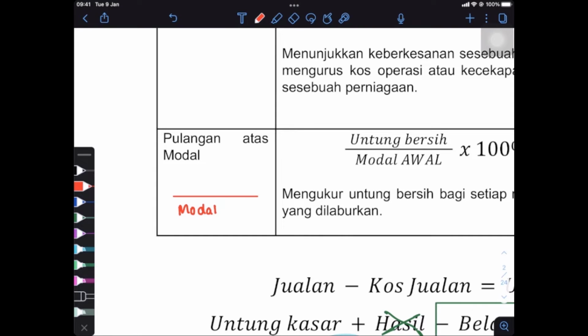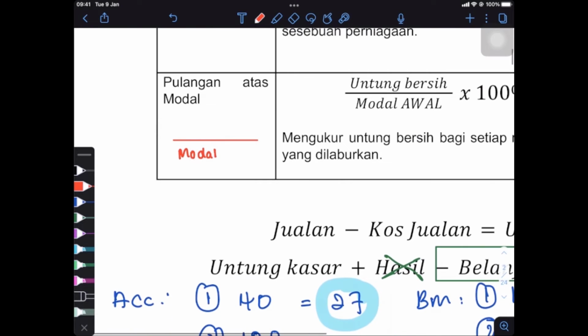And what is pulangan? What does pulangan mean? Or what's your understanding of pulangan? Return. Perfecto. Yep. So pulangan means return. It's just the same concept as you save money into the bank, and then what's the return that we will get? Interest. Thank you.